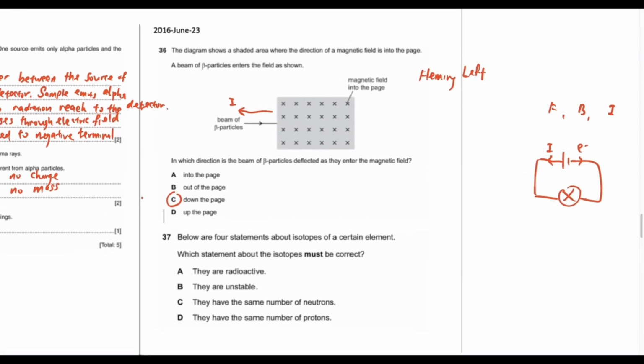And let's do one more, 37. Below are 4 statements about isotopes of a certain element. Which statement about the isotopes must be correct? Isotopes have the same number of protons. Okay. So consider that enough for this chapter.